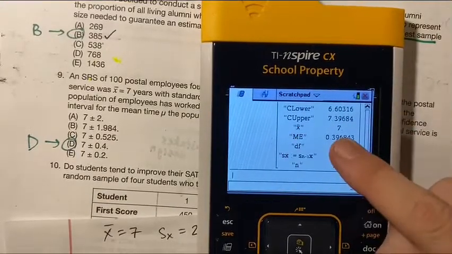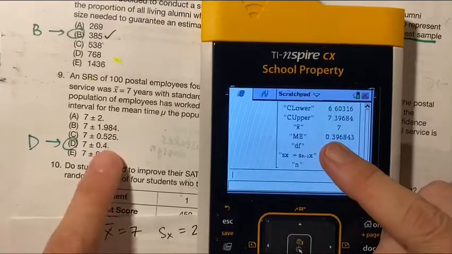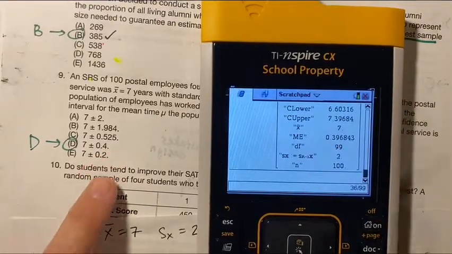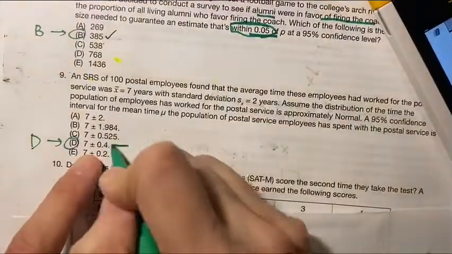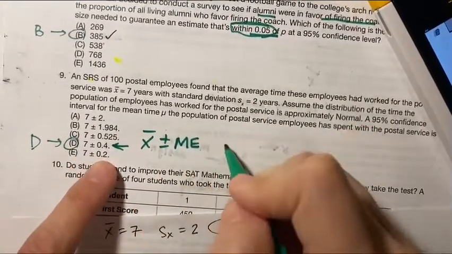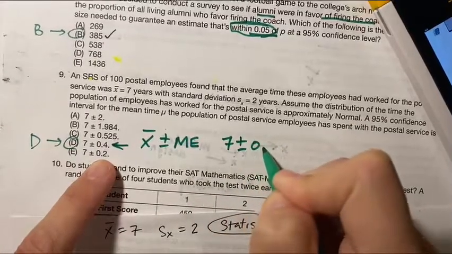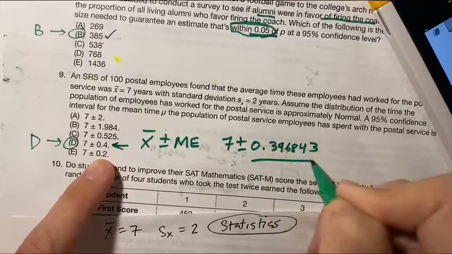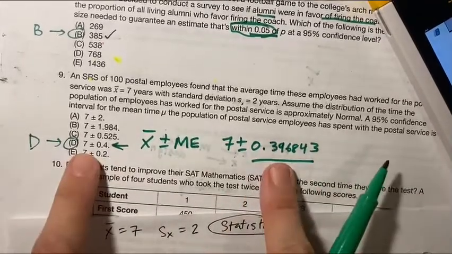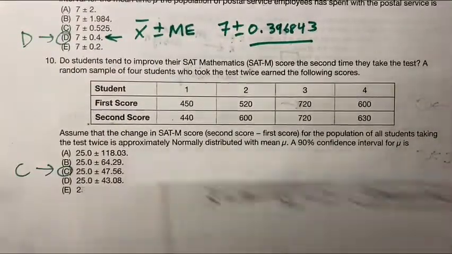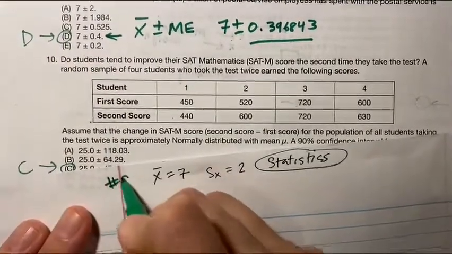So X bar is 7 and the margin of error is 0.4. They just did everything. This is the X bar plus or minus the margin of error. So we got 7 plus or minus 0.4. That's what our calculator said, and they rounded it for us. Awesome, I love the calculator. The calculator's your friend. Okay, that was 9.